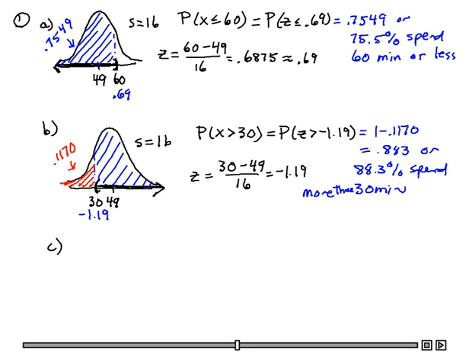Okay, part C. Now this one is different still, because it's still with the same problem, so I'm going to go ahead and create my normal distribution. This is my density function. Standard deviation is 16. But this one says for the 10% who spend the most time reading the journal, how much time do they spend? So they're saying that 10% spend more than what amount of time?